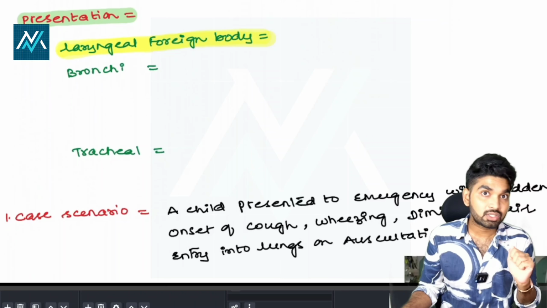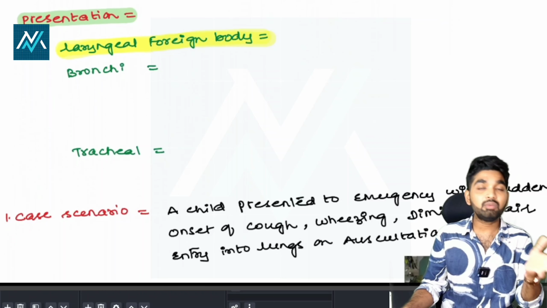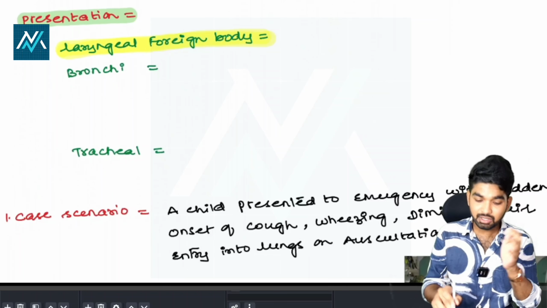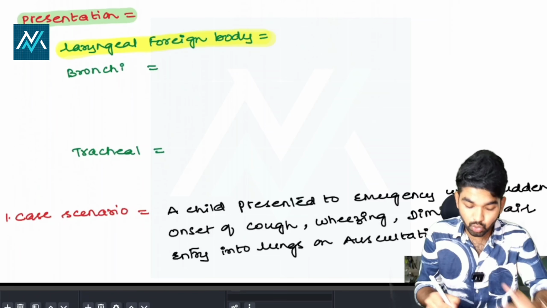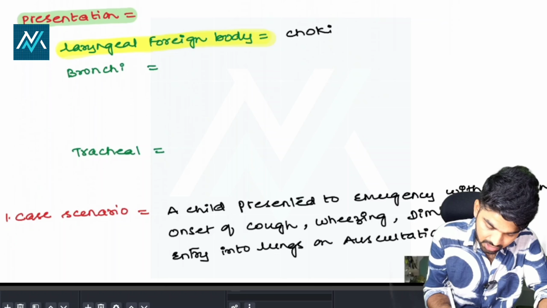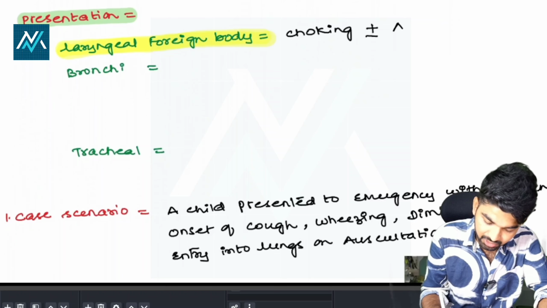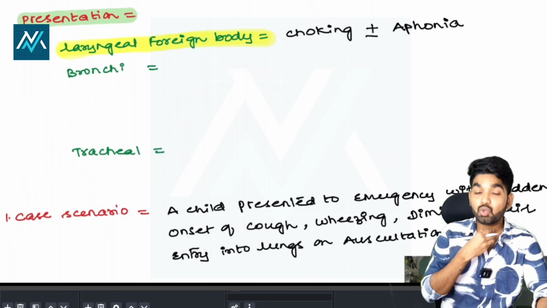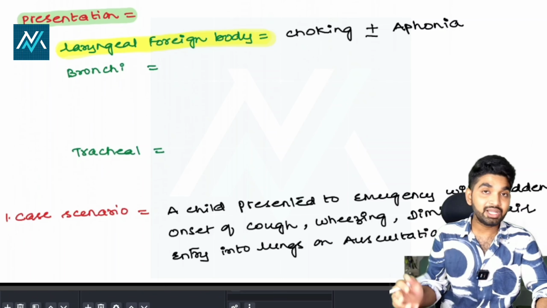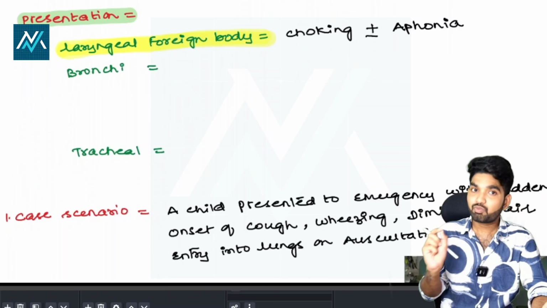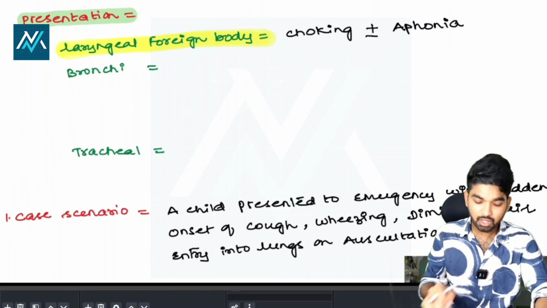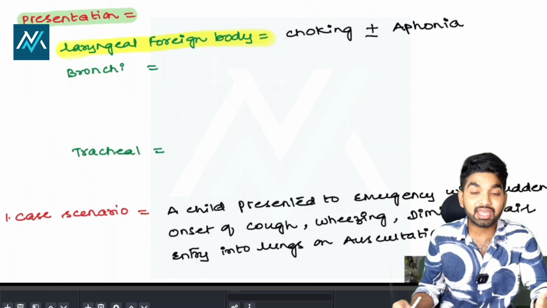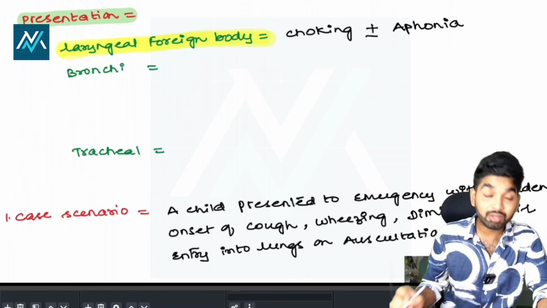how will a child present to the emergency? I know foreign body aspiration is an emergency, but how will the child present? See here, there will be sudden choking, that obstruction, and sudden choking plus or minus aphonia. The child cannot speak. So there will be choking and inability to speak. Then think of a foreign body at the level of the larynx, a laryngeal foreign body. Being unable to speak is called aphonia. Clear?